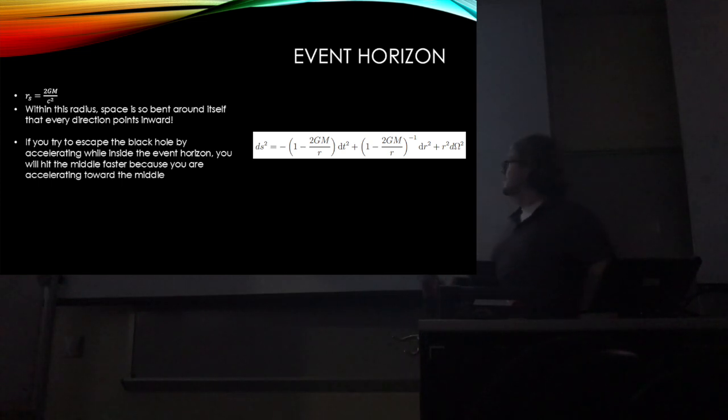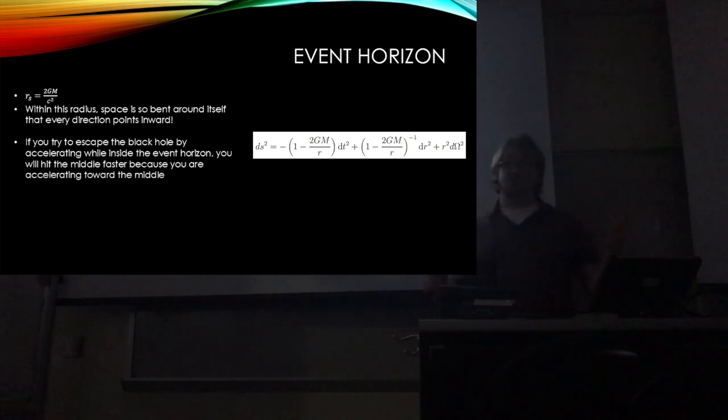In any case, the big picture here is that this interval ds squared quantifies in some way the geometry of space around an object, and it has this weird behavior once r gets smaller than this number. What happens when r gets smaller than this number is that time and space bend so much around themselves that the direction of outside of the black hole no longer exists.